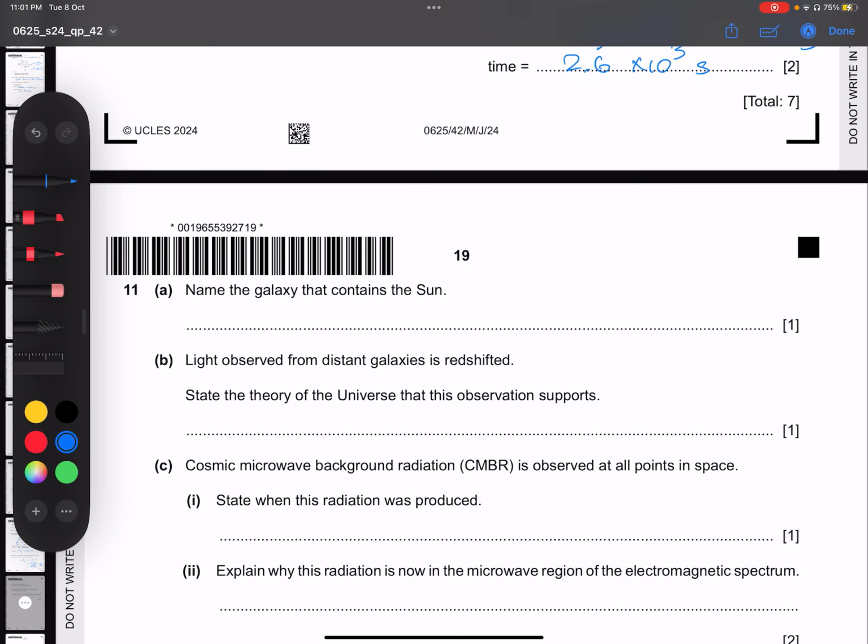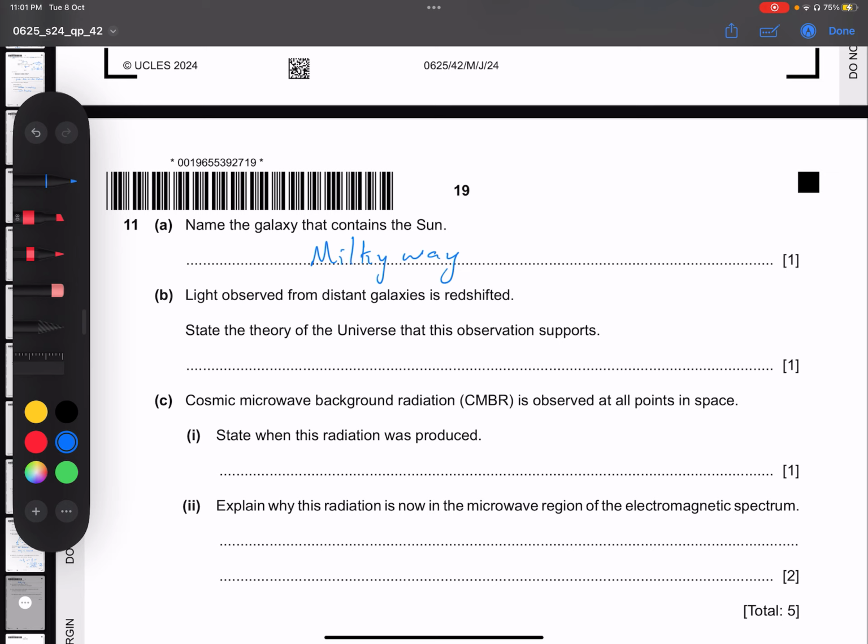11a. Name the galaxy that contains the sun. This is quite straightforward. Milky Way galaxy. It is the galaxy that contains us, and the closest galaxy to us is the Andromeda.